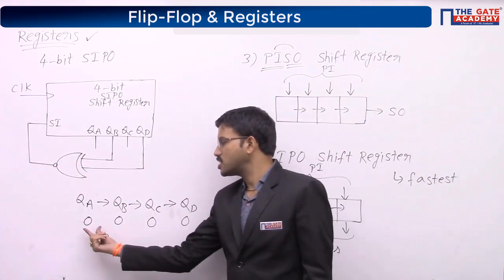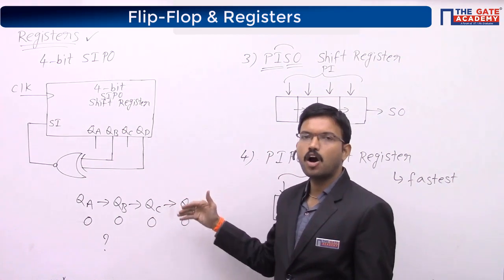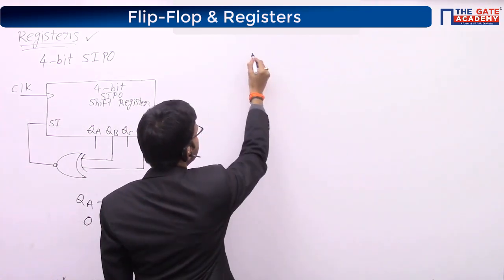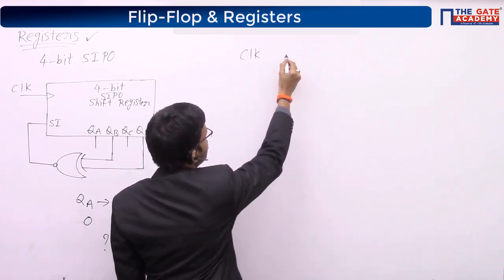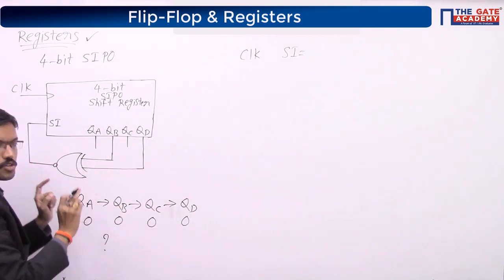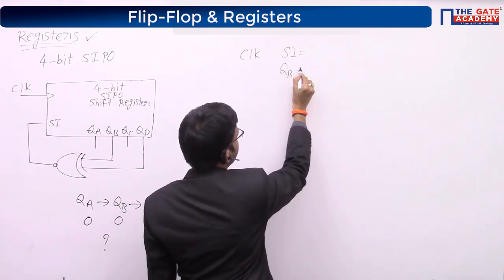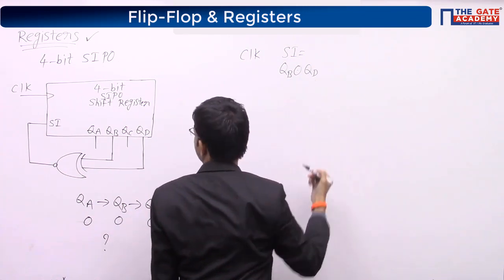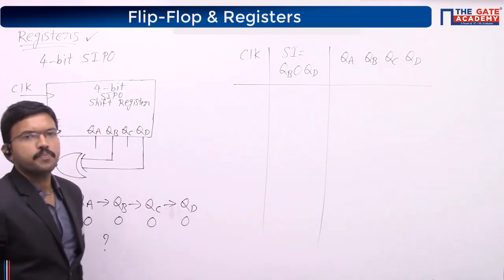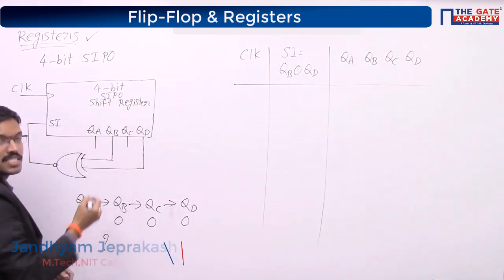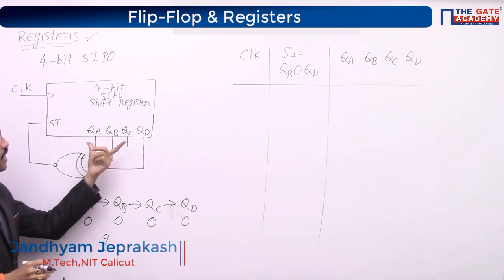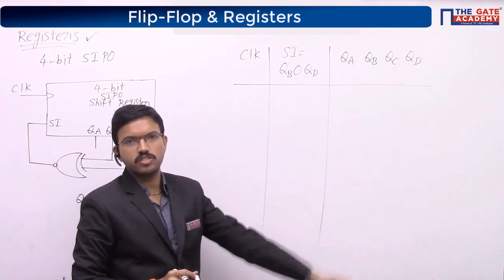Now the question is, initially you have 4 zeros. After applying how many clock cycles will you get the same state? So here I will consider the clock signal and the serial input. Serial input is QB exclusive OR QD. Here the 4 outputs are QA, QB, QC, QD. So here we have a 4-bit serial in parallel out shift register. Serial input is QB exclusive OR QD, and here we have 4 outputs QA, QB, QC, QD.